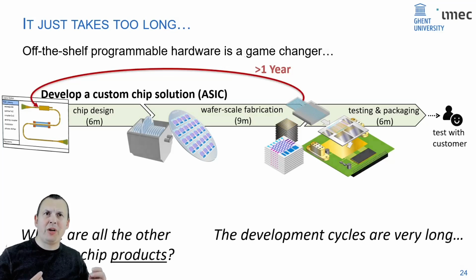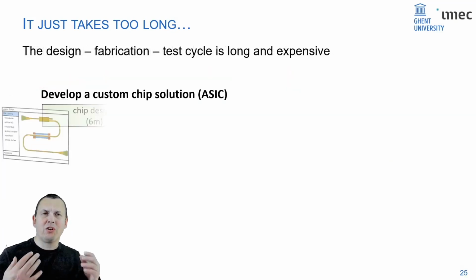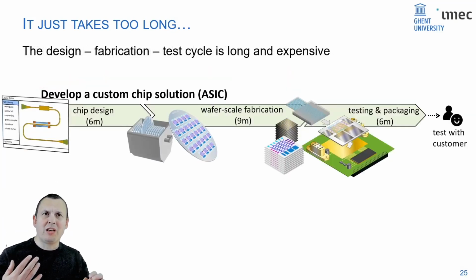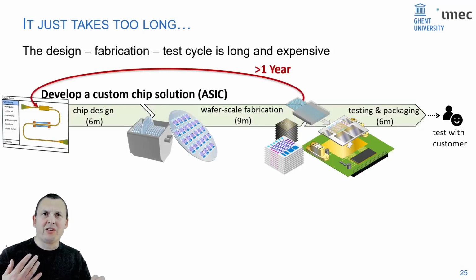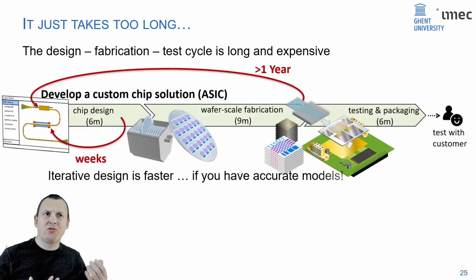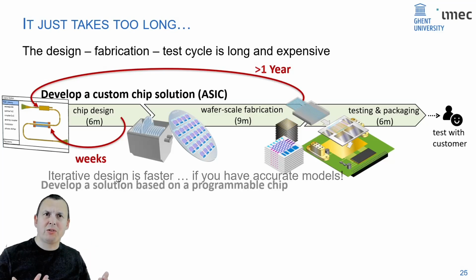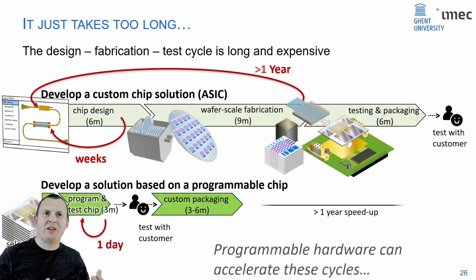Now, if you compare that with a photonic chip solution that is based on design iterations, it goes faster. And if you can do it based on a programmable chip, it's even better. Because with a programmable chip, you can accelerate these cycles to a matter of days by just reprogramming the functionality on the photonic chip. Now, this is a model that we have seen in electronics that works very successfully.